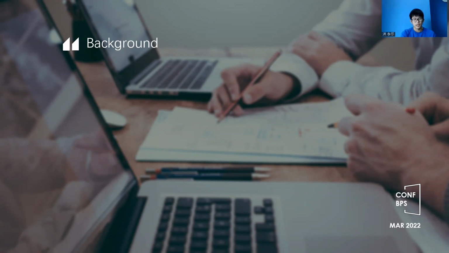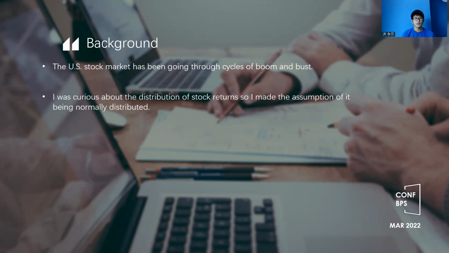So that's why I decided to choose the topic, in order to help me find out the reason for the situation of the US economy. The United States stock market has been going through cycles of boom and bust, and it is still going through such boom and bust. I was curious about the distribution of stock returns, so I made the assumption of it being normally distributed.